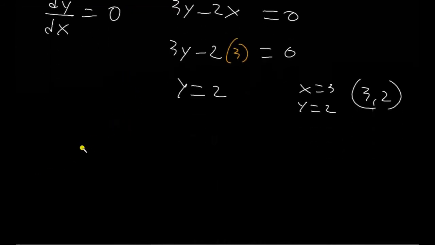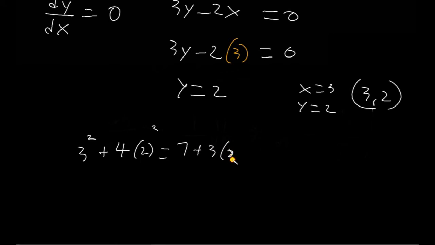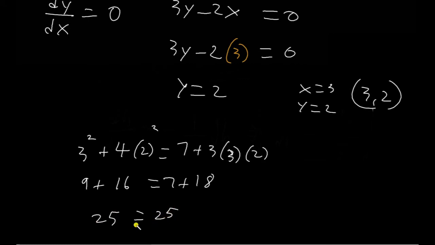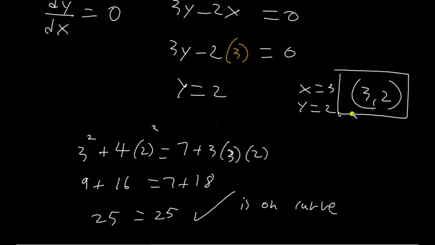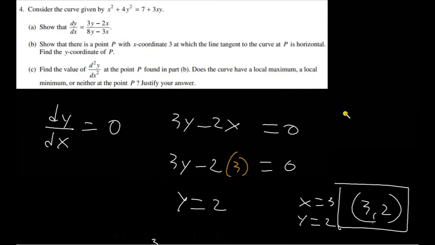Okay, so we'll get x squared, 3 squared, plus 4y squared equals 7 plus 3xy. So 9 plus 4 times 4 is 16, equals 7 plus 3 times 3 is 9, 9 times 2 is 18. 9 plus 16 is 25, and then 7 plus 18 is also 25. So that checks out. So the point (3, 2) is on the curve. Okay, so then we can finally say that (3, 2) is the final answer. That is the point P that we're talking about.